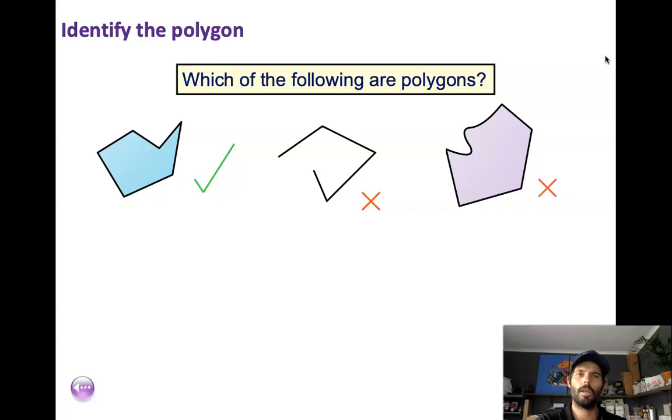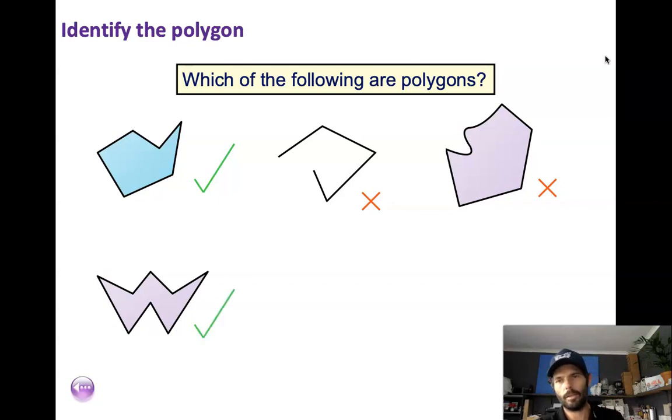No, it's not. And the reason being that not all sides are straight. Okay, so a polygon has to have straight sides. Is that a polygon? Yes, it is. Okay, and we can count the sides. 1, 2, 3, 4, 5, 6, 7, 8, 9. So that's an irregular nonagon. So irregular because not all the sides and angles are equal.